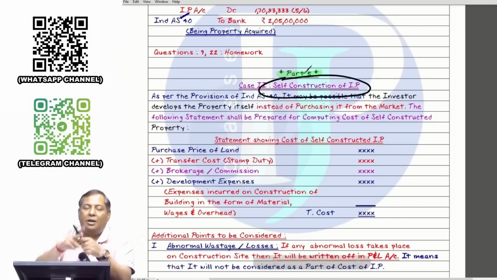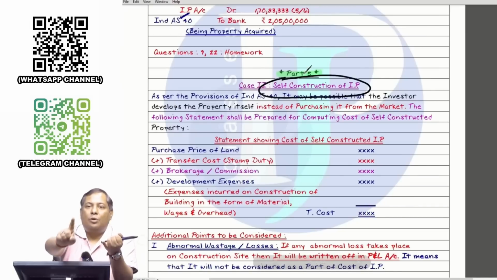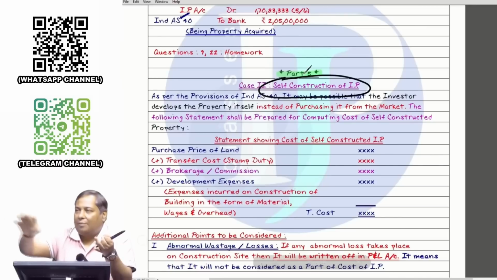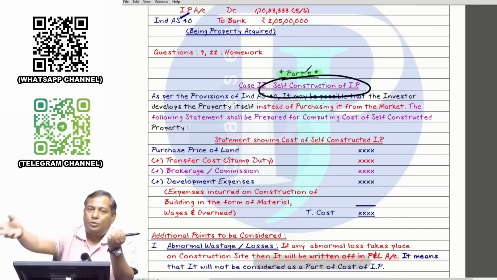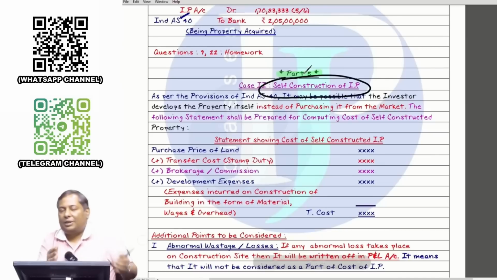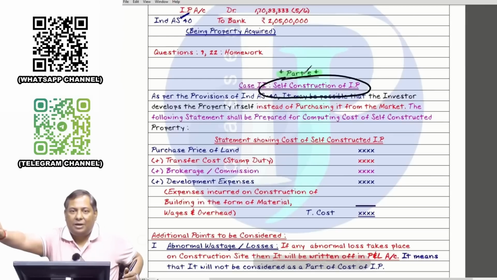This is self-construction. Now keep 2 things in mind. First, abnormal loss. When you build it yourself, there's always theft on the site, and misuse. Abnormal loss will go to P&L, it won't come under cost. Secondly, self-construction consumes a lot of time, and during that time you might have borrowed money from the market and have to pay interest. So AS 23 gives you permission to capitalize that interest. In case of self-construction, the interest after completion, like the day your property is ready, goes to P&L.